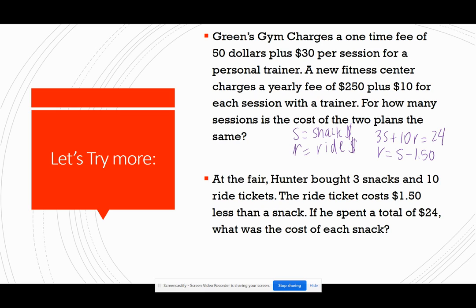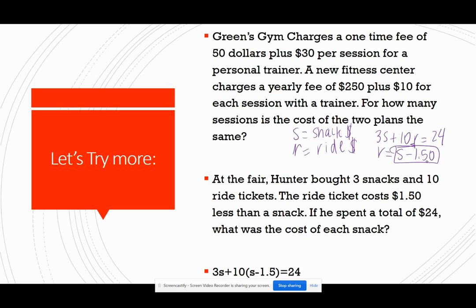And we're going to plug that into R, because that's what R equals. So we'll have down here 3S plus 10, and we're going to plug it in for R. So instead of R, we're going to have S minus 1.5. R is not just S. We're not doing 10 times S. We're doing 10 times this whole quantity, so we have to put in parentheses.